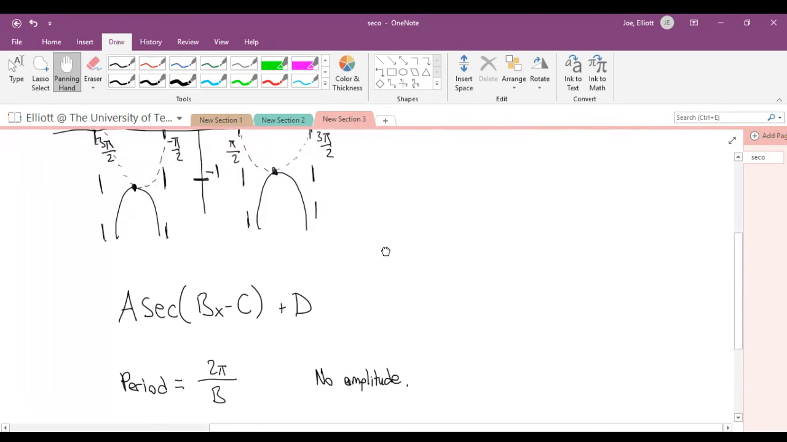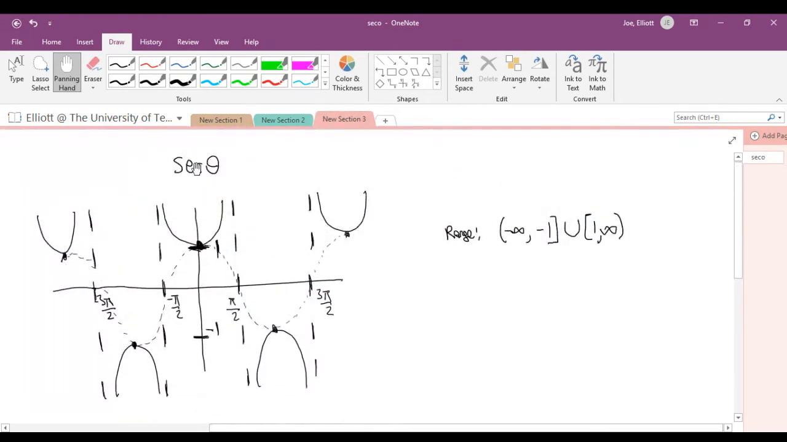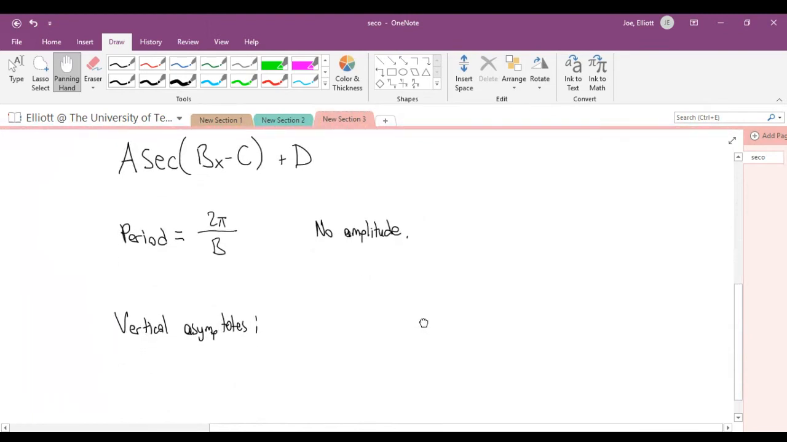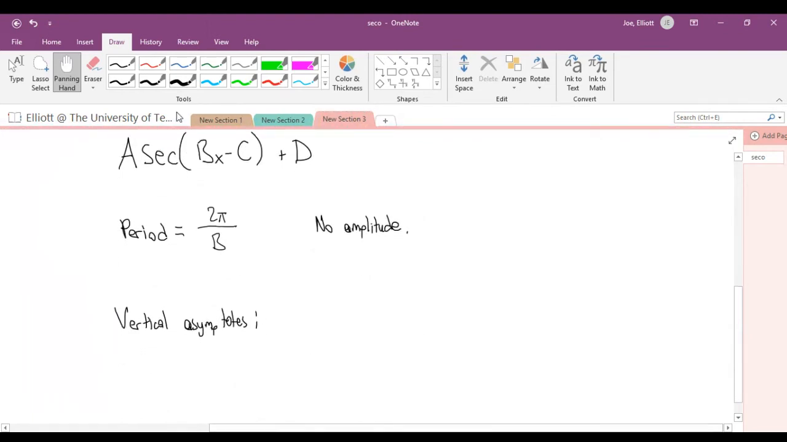So you want to use the idea that ordinary secant has vertical asymptotes at any odd multiple of pi over 2. So then for this more general secant function, we can say that it will have a vertical asymptote whenever its argument, which is the entire bx minus c, is an odd multiple of pi over 2. Then you should have a vertical asymptote.